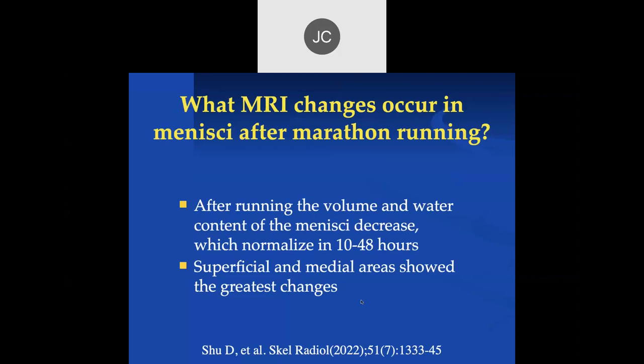People have also looked at MRI of the menisci before and after running a marathon. After running a marathon, what they found was that the volume and water content of the menisci decreased, and then it normalized again at 10 to 48 hours. The superficial layer of the medial area showed the greatest changes. So with a lot of pounding like this, you can get some mild water changes within the meniscus and dehydration.